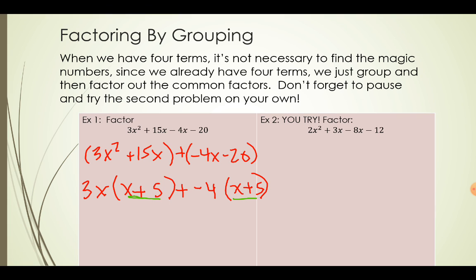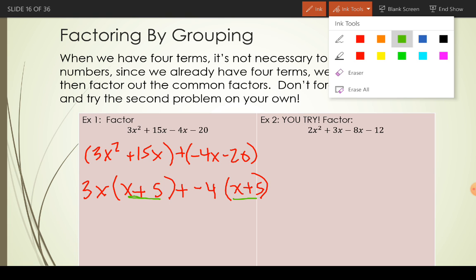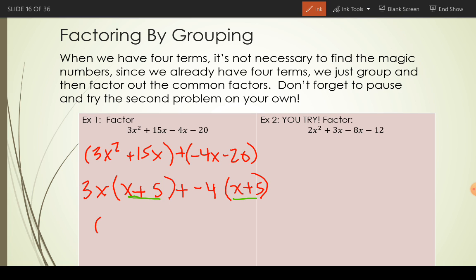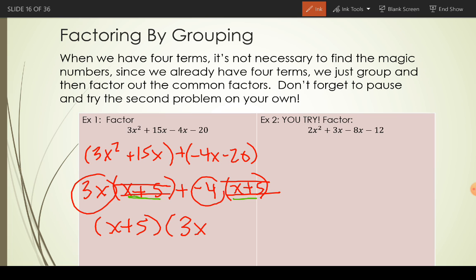So let's go ahead and write down our factors. Our factors are going to be, well, one of them is x plus 5. I can cross x plus 5 out so I can see what's left. And I have 3x and a minus 4. All right, stop the video and go ahead and try example 2.